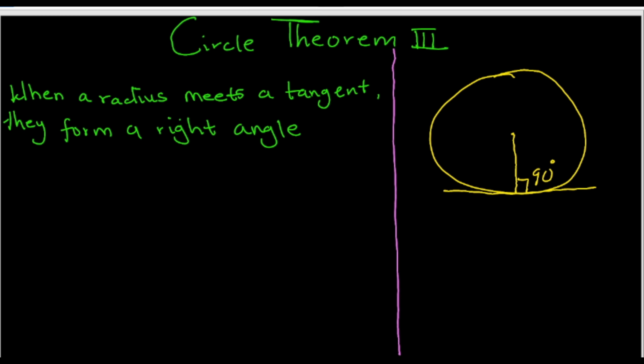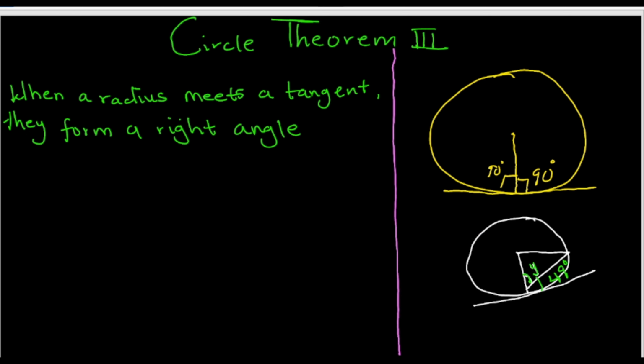So whenever you see a tangent and a radius, what should come to your mind is that 90-degree angles are formed on both sides. So this part too is 90 degrees. This part is 90 degrees. So let's solve a question that has to do with something like this.